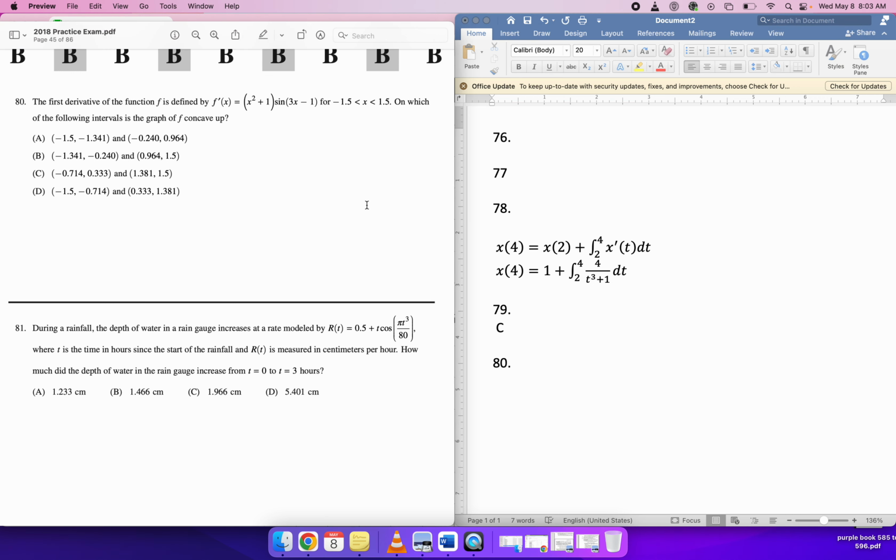80. The first derivative of the function f is defined by f prime equals blah, blah, blah for x between negative 1.5 and 1.5. On which of the following intervals is the graph of f concave up? Okay, very interesting. Concavity can be analyzed in lots of different ways, right? If you had the original function f, which you don't, you could graph it and maybe look at it and inspect where it's concave up. We don't have that, and you're not going to find it, okay? If you're thinking about finding the antiderivative of this function, think again. It's not going to happen, all right?